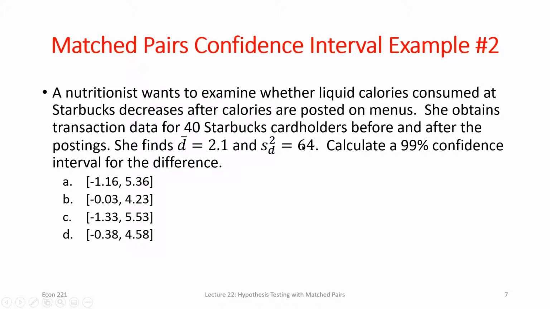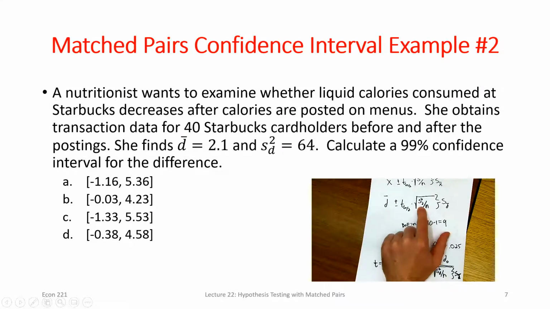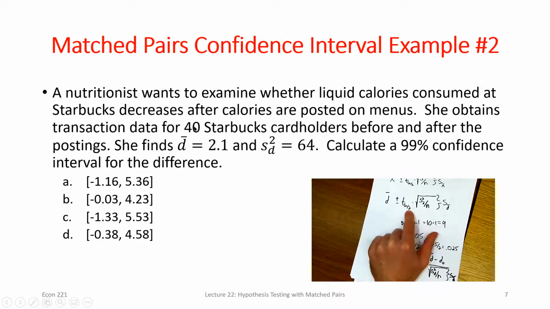You wanted to calculate a 99% confidence interval for what that true difference is. What would it be? Okay, well, we've got our sample difference. We think about this confidence interval. We've got our sample difference of 2.1. We have the variance on that difference variable of 64. We've got 40 card holders. We just need to find that t-value, right?